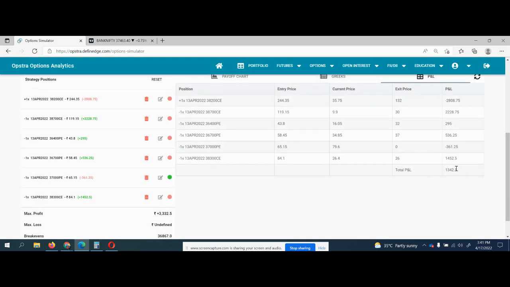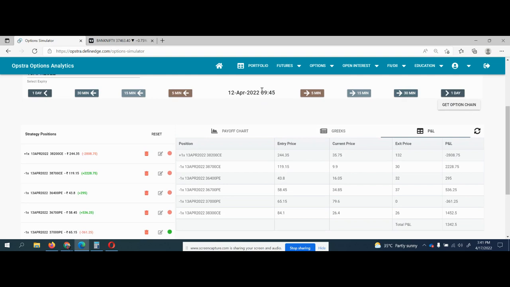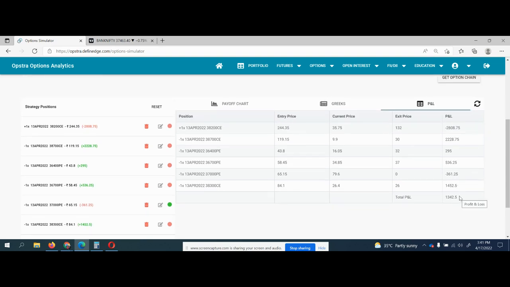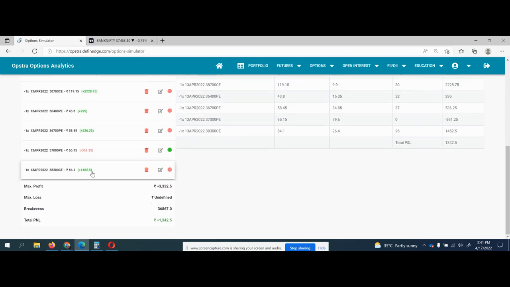Even you can exit on this day, because your loss has been mitigated, and moreover you got into good profit, 1342 on the capital of 20,000. It's almost 7 to 8% of your profit, right? You can even exit at the start of the 12th April, but if you are aggressive enough and want to play with the market, right? So we have squared off this particular leg, right? 84 we have squared off at 26. That's what we did, right?